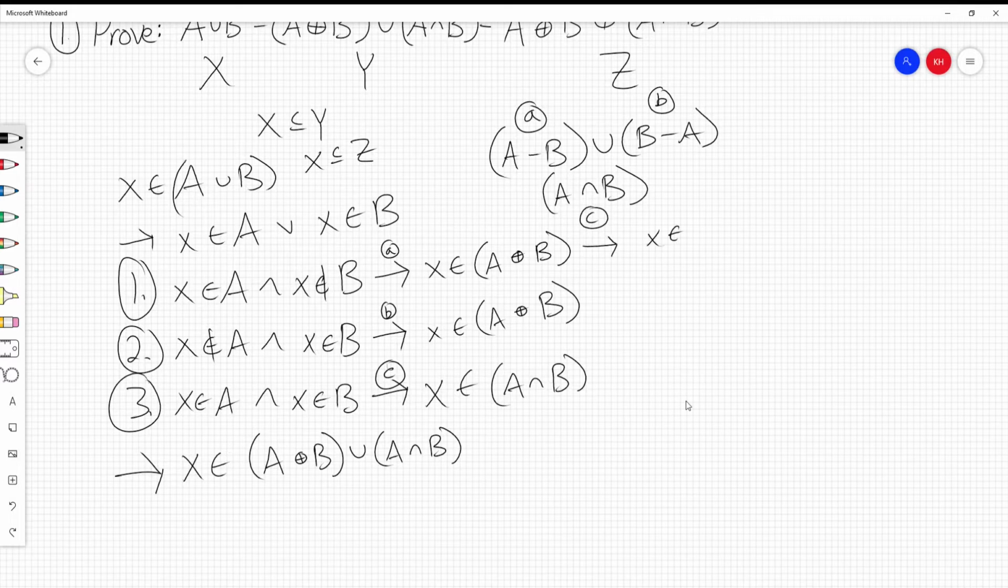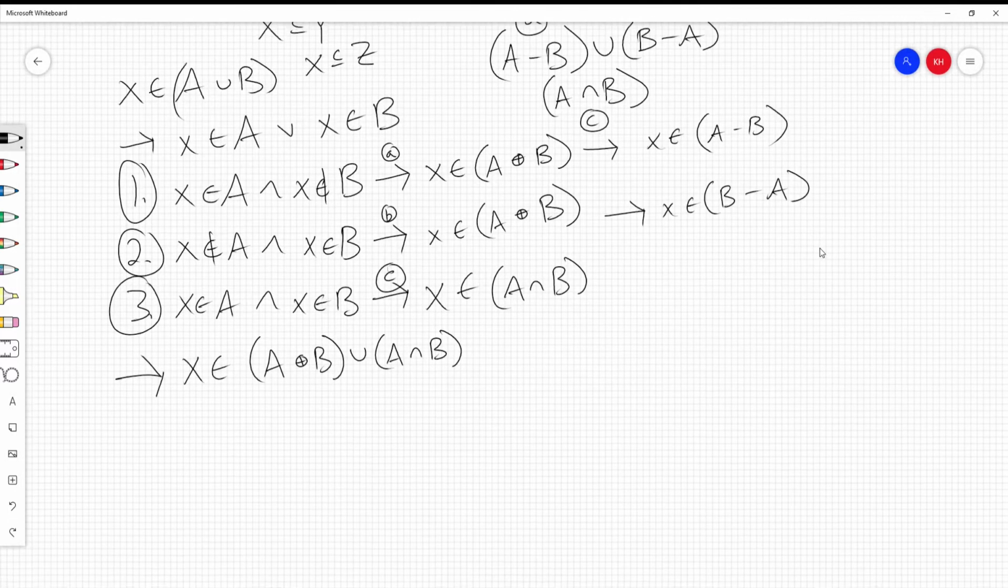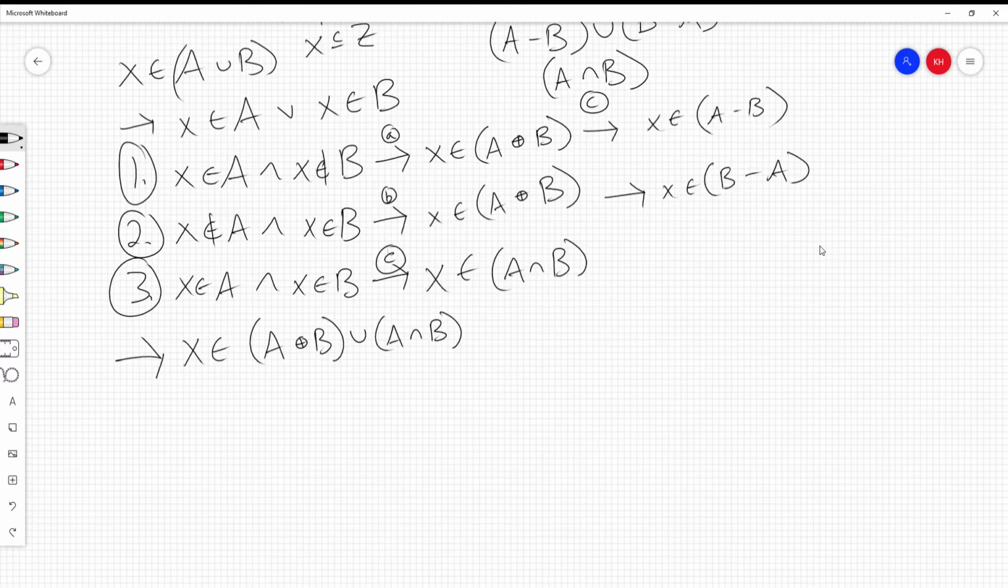X is an element of A minus B. X is an element of B minus A. That's what's happening here. So if we can prove one additional thing, that X is an element of A minus B, union B minus A, or I guess union, my bad.